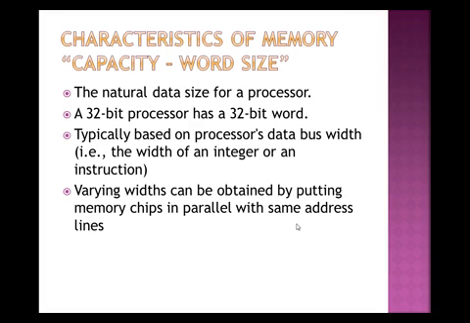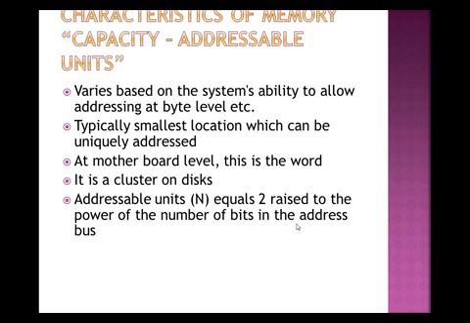So if a processor has a capacity of 16 bits, it can store up to 2 power 16 words. If a processor is 64-bit, it can store up to 2 power 64 words. Then we studied the various lengths that are used in the processor, that is your memory capacity. Then we also studied the addressable units, that is how we can address, 2 raised to the power of the number of bits in the address bus, as I told you.